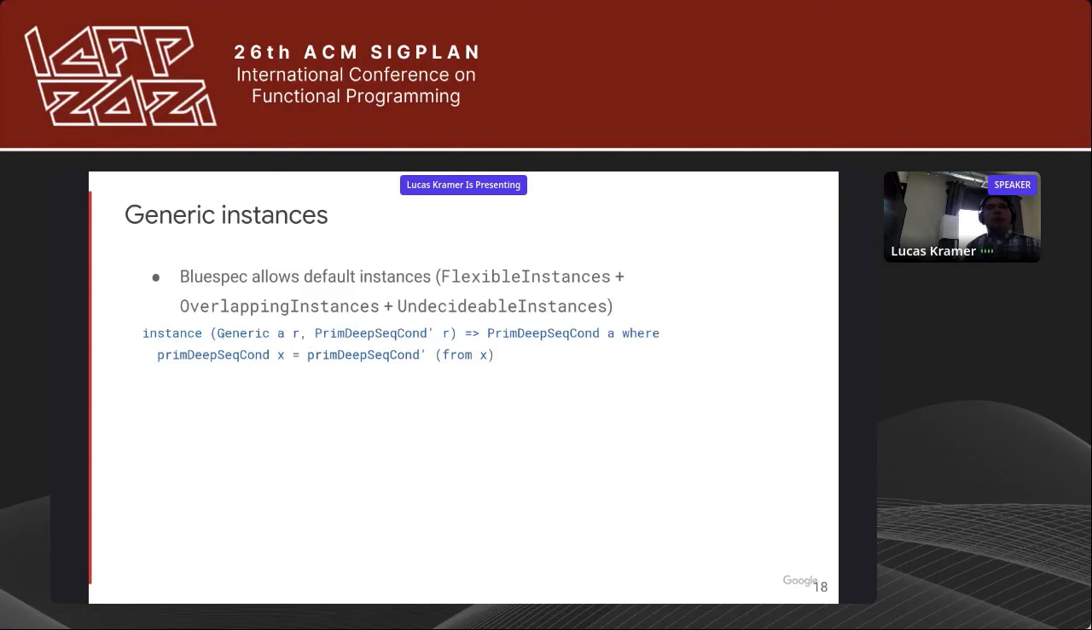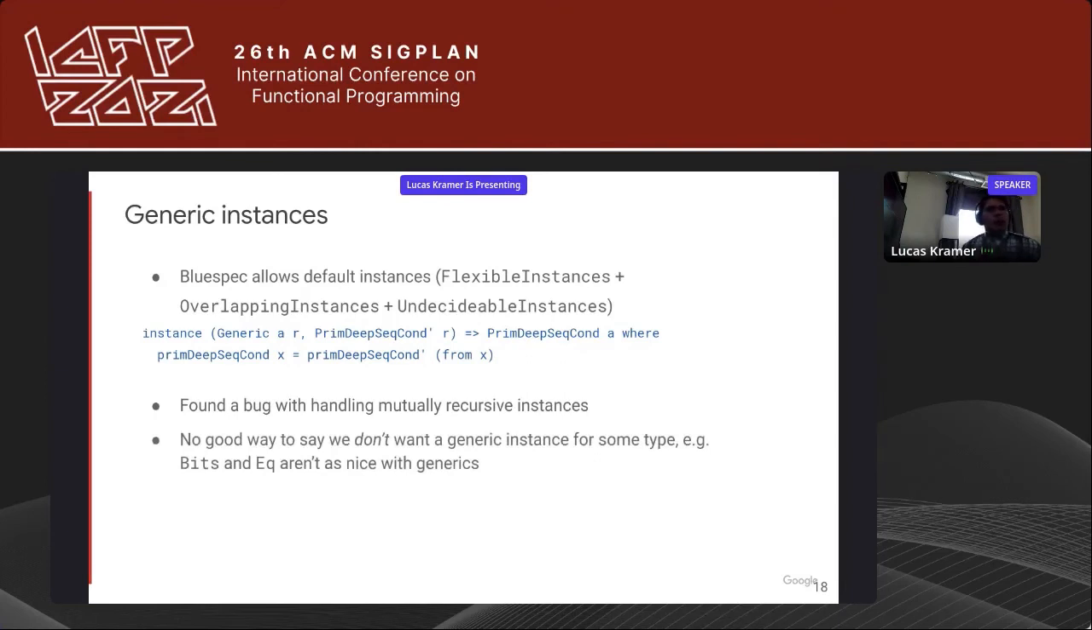So we can just write basically an instance of prim_deep_seq_con A for any type A, and this will apply if there's not a more specific instance for prim_deep_seq_con. And this has the needed context, and we can use this for the generic implementation. And also an interesting anecdote, we found a bug actually with handling mutually recursive instances in the Bluespec compiler, which we had not previously exercised seemingly prior to adding generics.